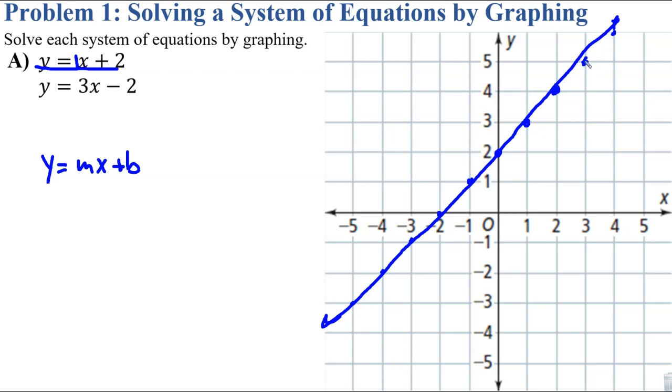Cheat to make it so I hit these dots. Actually, we'll make them really big. There we go. All right, so that's our first equation.